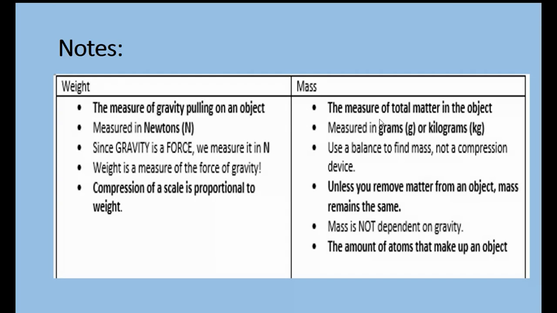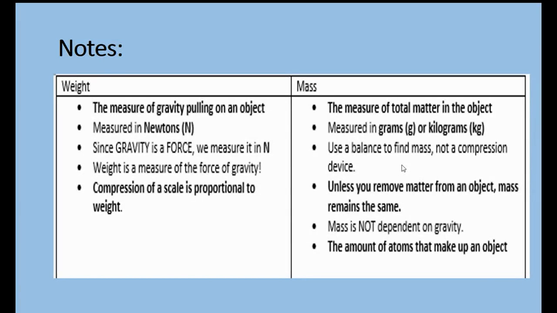When we get into chemistry and we start looking at different types of matter, elements, and how different atoms are made, we see they have different masses, and we start to see why certain objects have more mass than others. We measure mass in grams. Again, weight is measured in newtons, mass is measured in grams or kilograms. We use a balance to find mass, not a compressional device. In class, we would use a digital scale or a triple beam balance to measure the mass of objects.